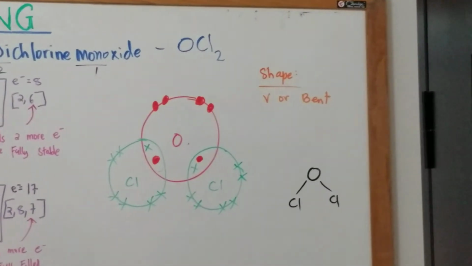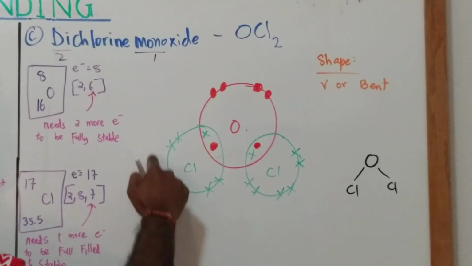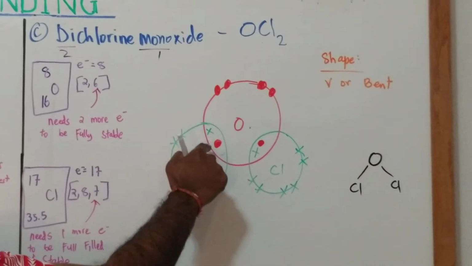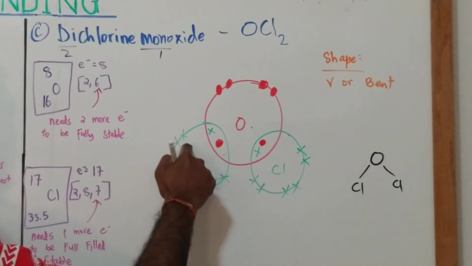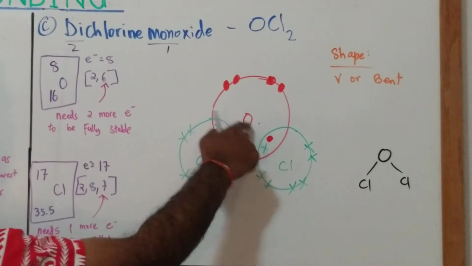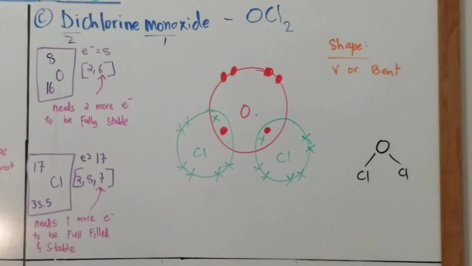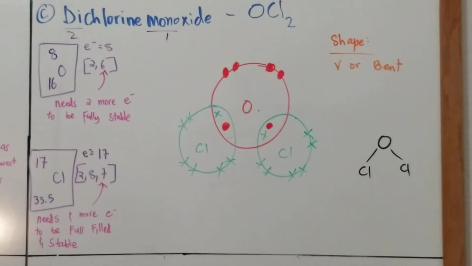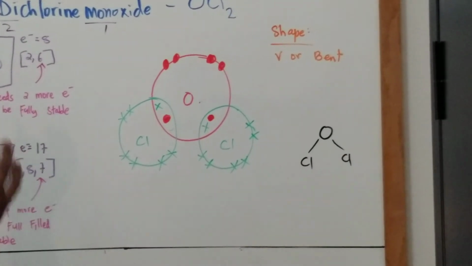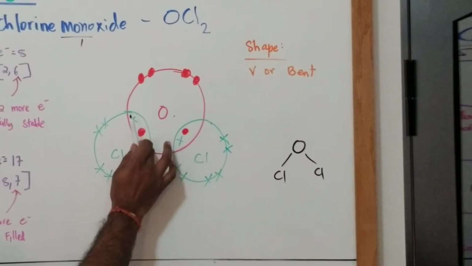So each chlorine will share 1 pair of electrons. After sharing 1 pair of electrons, each chlorine will start to feel the presence of 8 electrons around its shell, both of them. So 1, 2, 3, 4, 5, 6, the 7th one inside the mesh that is being shared with oxygen. So 7, 8. Same thing for the other chlorine, 8 electrons. Now let's count the number of electrons in oxygen's red circle. It should read 8. 1, 2, 3, 4, 5, 6, 7, 8.